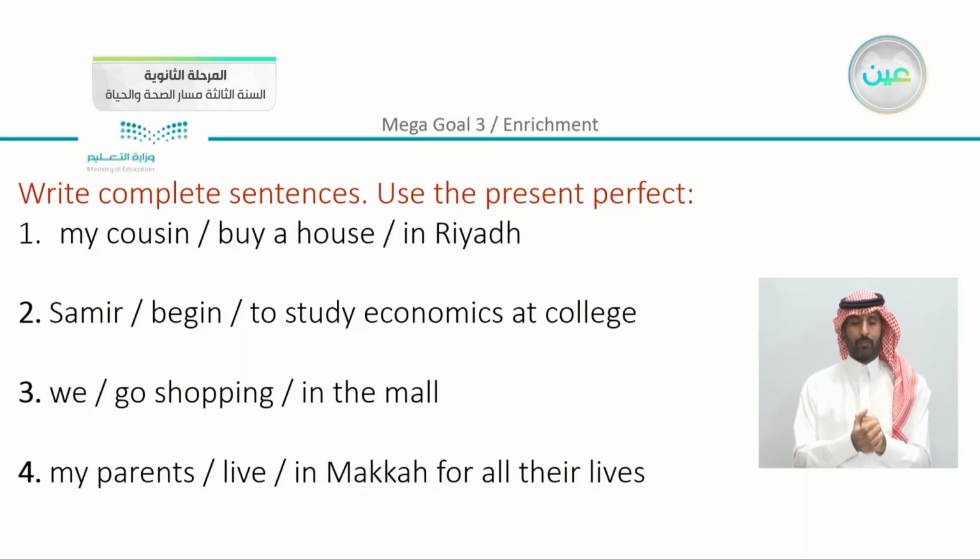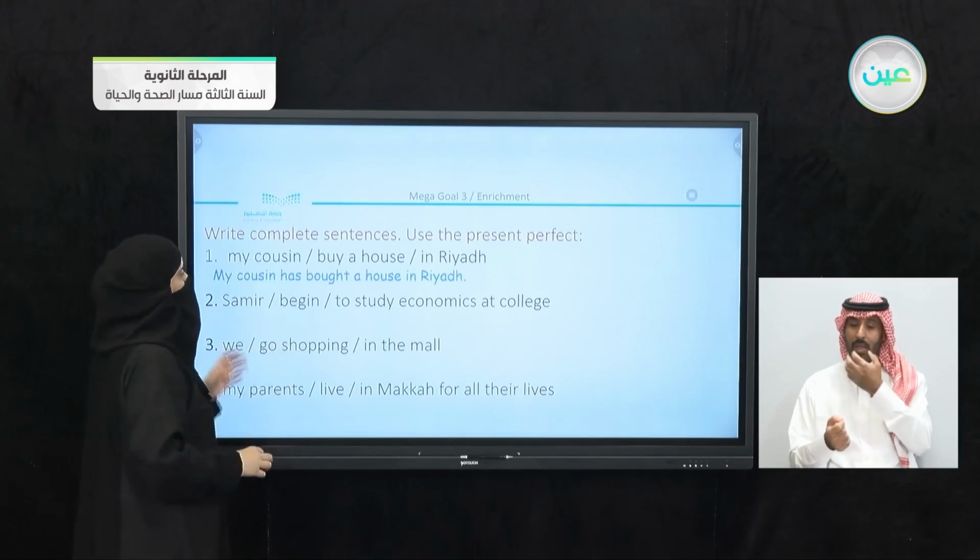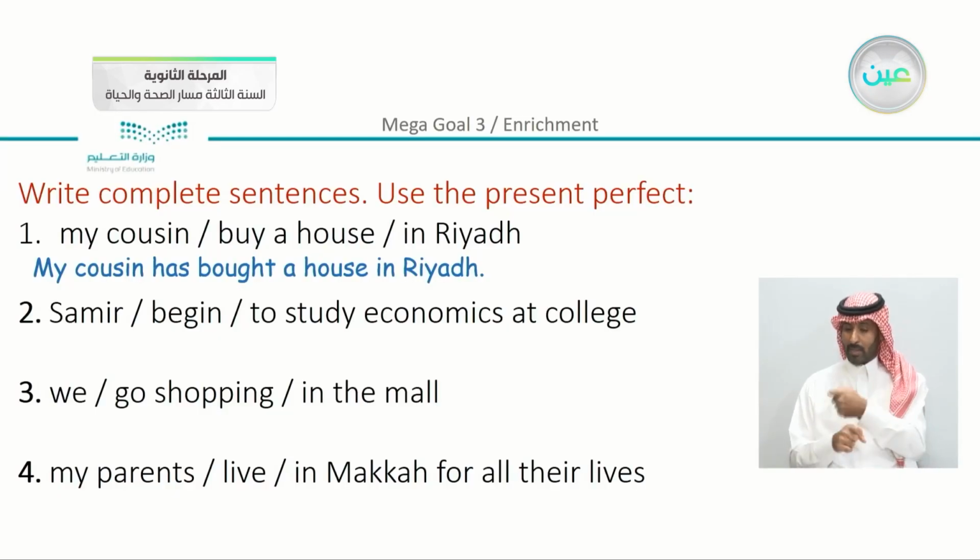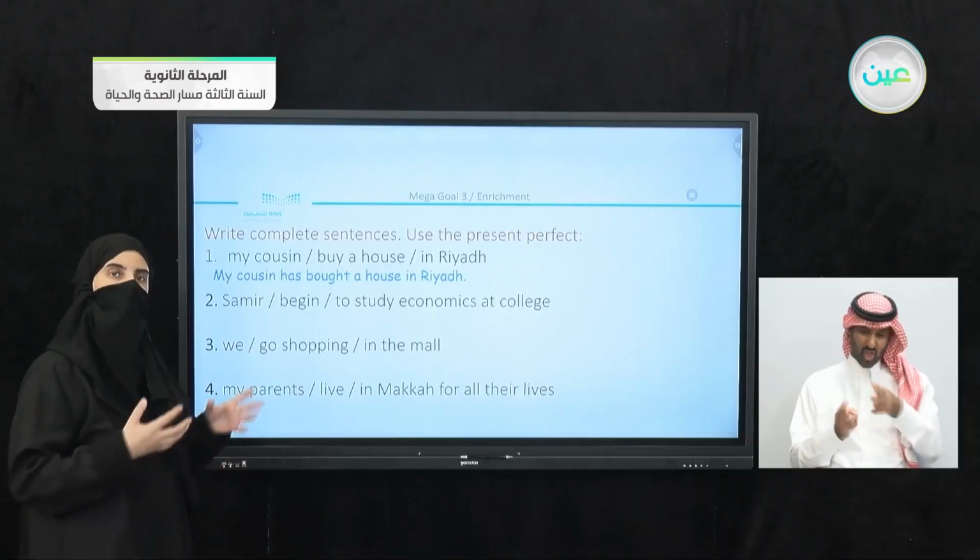We have here, write complete sentences using the present perfect. Now my cousin buy a house in Riyadh. We can make it a complete sentence here by saying, my cousin has bought a house in Riyadh. So here it is important also to change the verb and use the correct form.